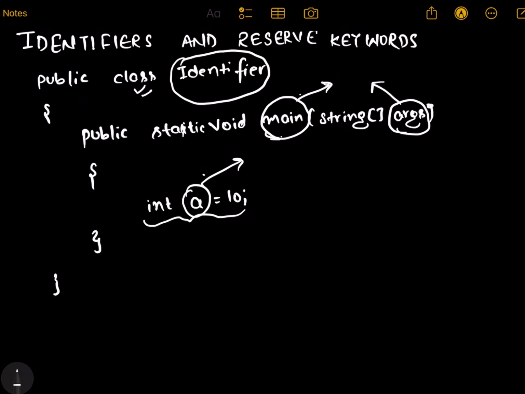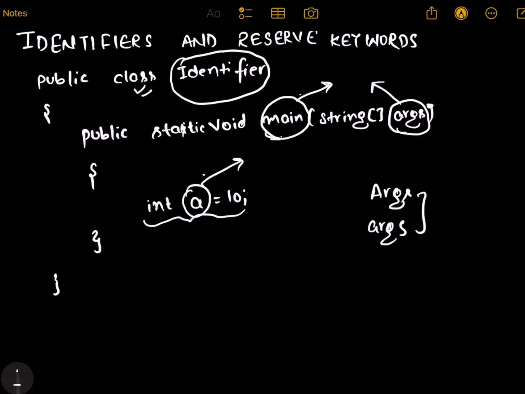So identifiers are nothing but a name given to any class, method, package, interface, or abstract class, anything whatsoever you name, that's an identifier. And these identifiers are case sensitive. That means if you write args in one case or args in another case, both are different. These are not the same, so they are case sensitive.